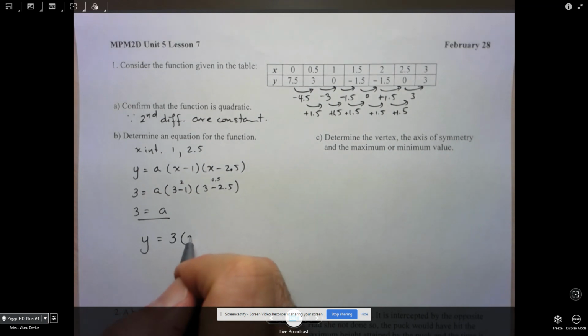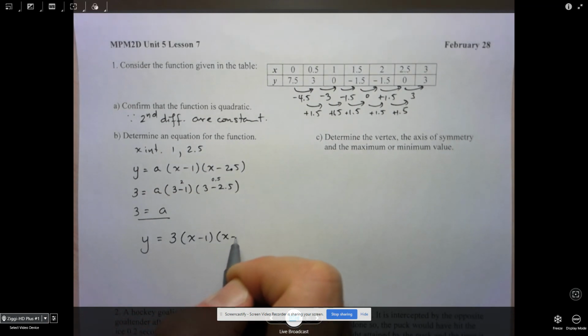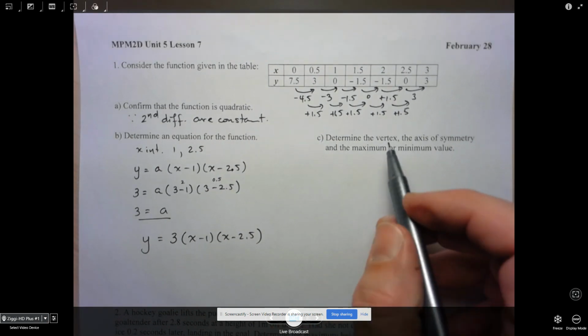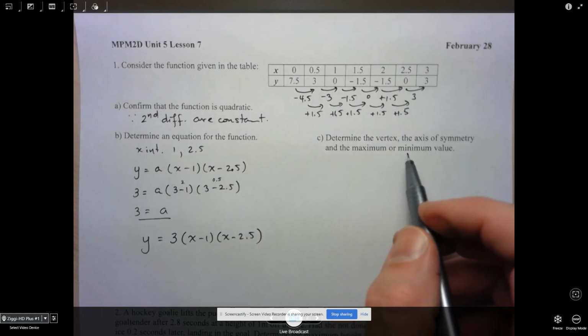y is equal to 3 times x minus 1 times x minus 2.5. And now they're asking us to determine the vertex, axis of symmetry, and maximum or minimum value.